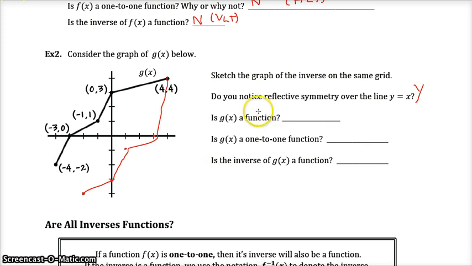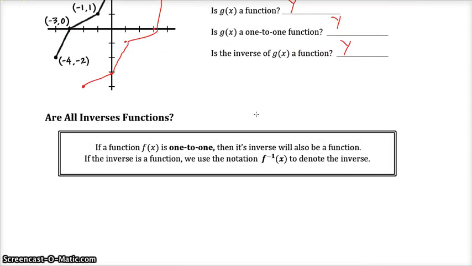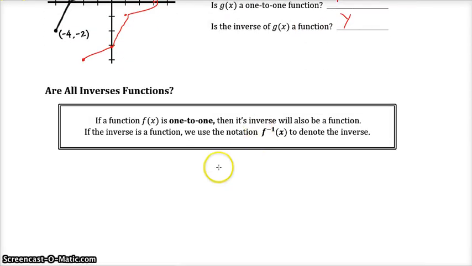Is g of x a function? So that's the original black one. Yes. Is it one-to-one? Yes. So guess what? The inverse is also a function. If a function is one-to-one, then the inverse is also a function.